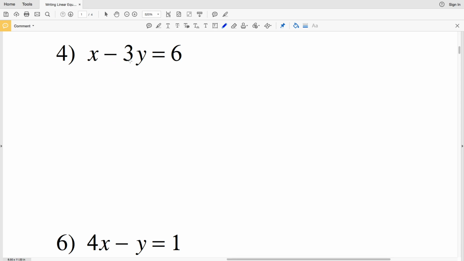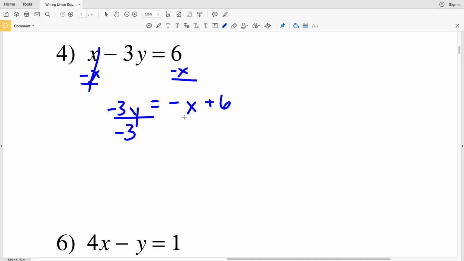Number 4, x minus 3y equals 6. Subtract x from both sides. We'll have negative 3y equals negative x plus 6. Divide both sides by negative 3 to get that y is equal to a negative over a negative is a positive, and the coefficient with this x is 1.